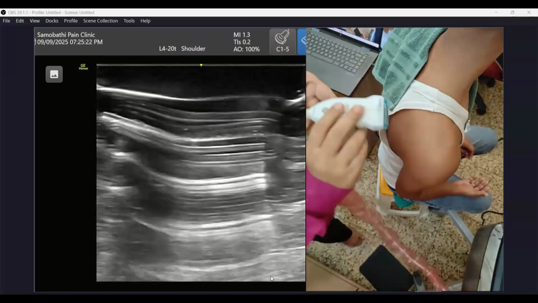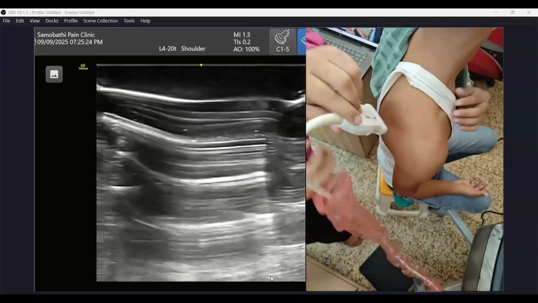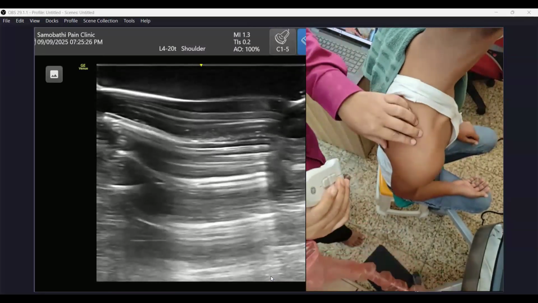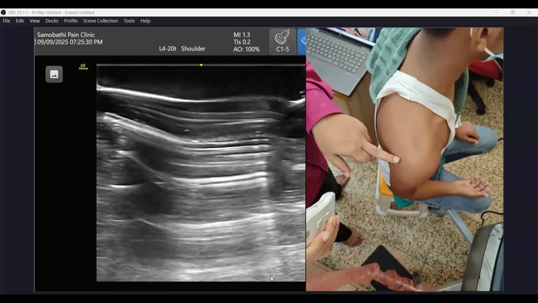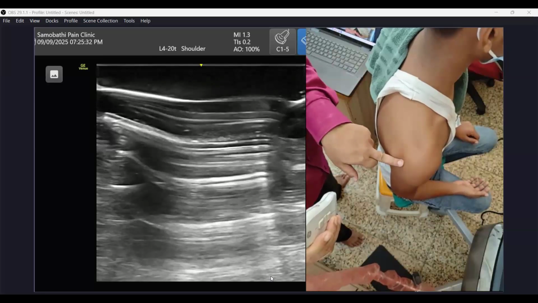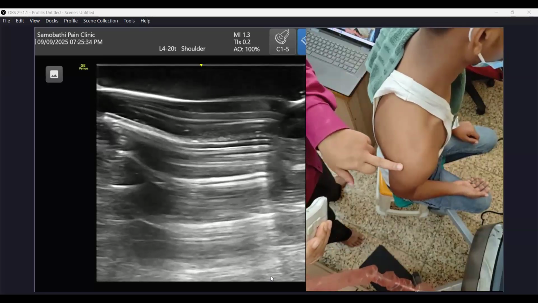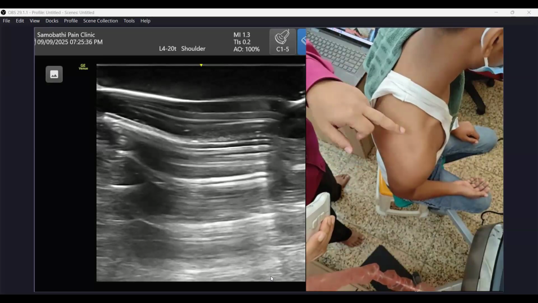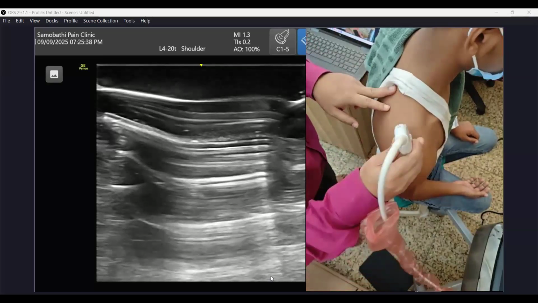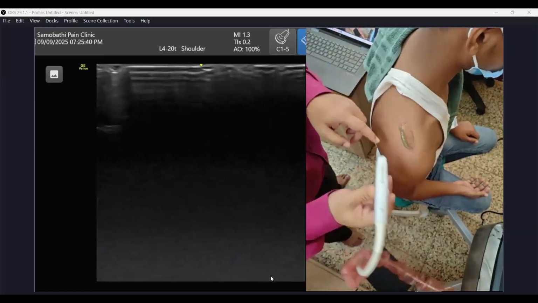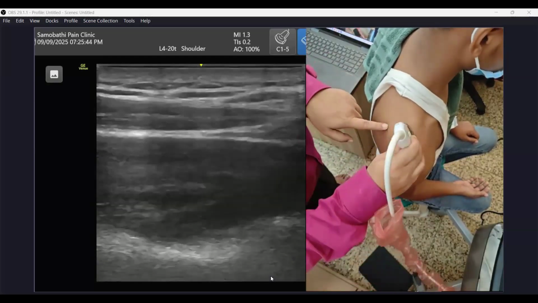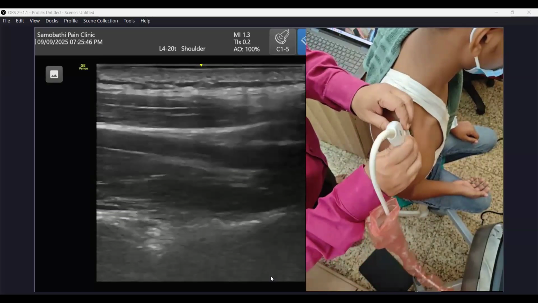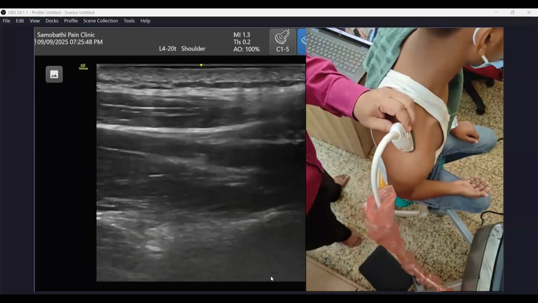So suprascapular nerve, we want to see the suprascapular nerve in the suprascapular fossa. The difference is, earlier I saw the suprascapular nerve in the spinoglenoid fossa. That is only the sensory branch, but here it is the mixed nerve. Okay, so when I'm putting the probe here over the scapular spine, two muscles are there.